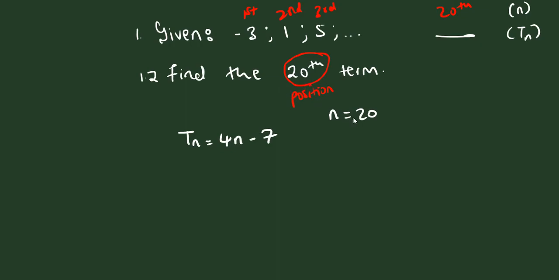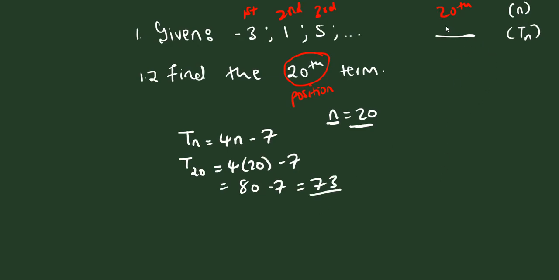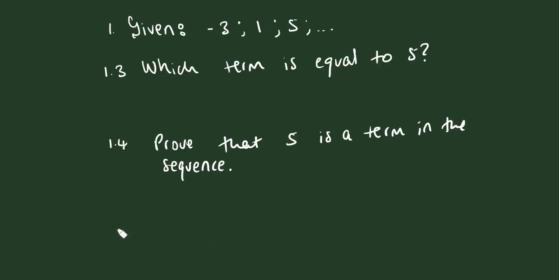So they gave us the position. So where I see n, I'm going to put what? 20. I say T20 = 4 × 20 - 7. Then I quickly say this would be 80 - 7, which means this is 73. It means here it is 73 in the 20th position. It means you have found the 20th term. All right, so that's how you find that. Let's move on to the next one.